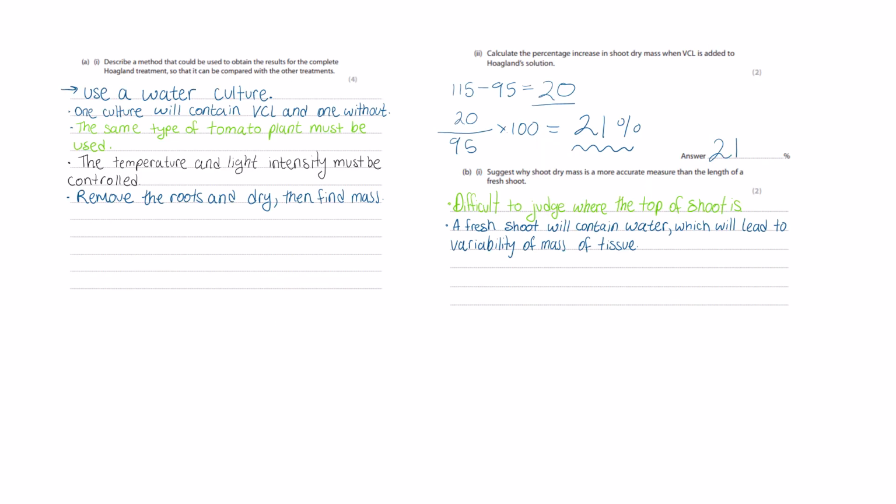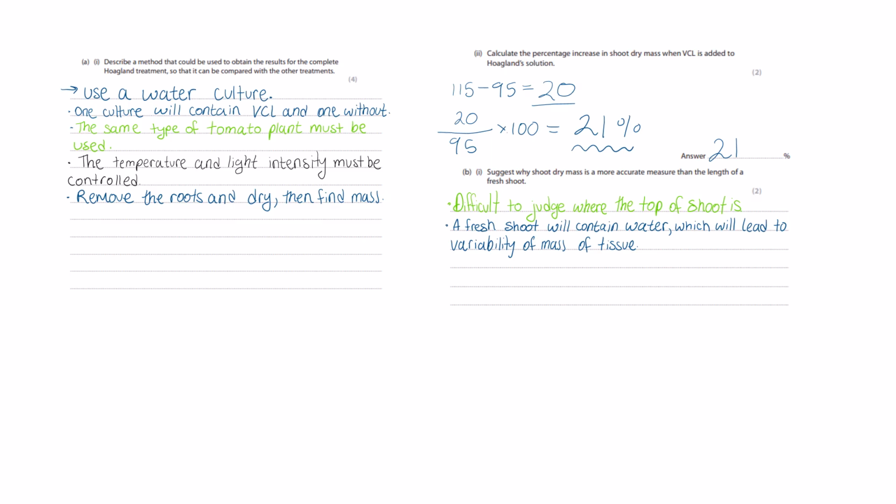Okay, describe a method that could be used to obtain the results for the complete whole glands treatment so that it can be compared with the other treatments. So number 1 is we're going to be using a water culture. Okay, because using a water culture, you can easily control the amounts of nutrients. If you use soil, it's very difficult to control the amount of nutrients present in the soil and the pH. So we're going to be using a water culture. So a water culture basically is growing plants in water.